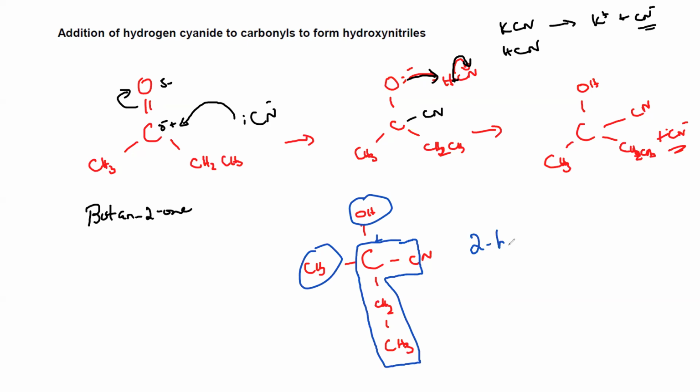At the second position, we have a hydroxy group, so we call it 2-hydroxy. At the second position, we have a methyl group, so we call it 2-methyl. Four carbon atoms: 1, 2, 3, 4. So for 4, we will say but. They have a single bond, so an. And because of this CN group, what we call a nitrile. So it is 2-hydroxy-2-methylbutanenitrile. Is it clear? This mechanism and the final name of the compound which is formed. So we call that hydroxynitriles.